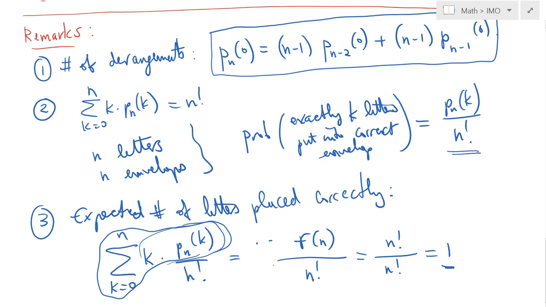So if you have, let's say, 10 letters in front of you and 10 envelopes, and you randomly put the letters into the envelopes, the chances that the letter will be placed inside the correct envelope will be just one out of these 10 envelopes. So it's a striking result as well, a beautiful interpretation as well. So let's stop here and hope to see you guys in our next video.